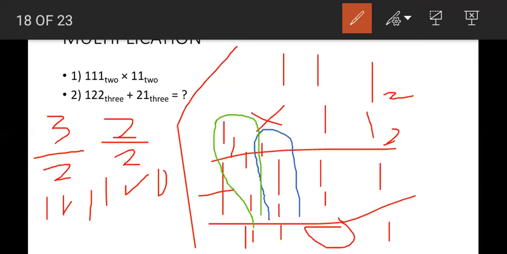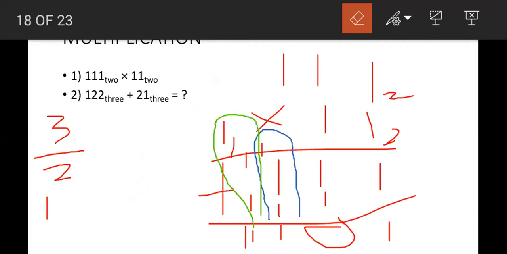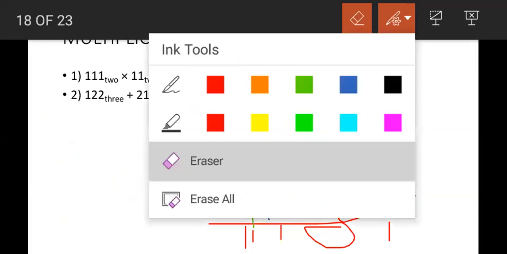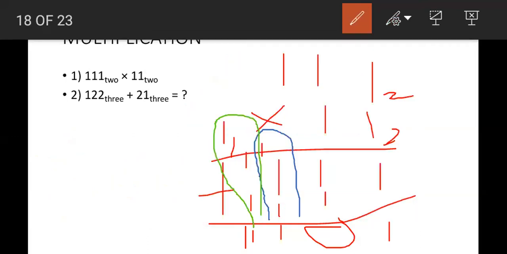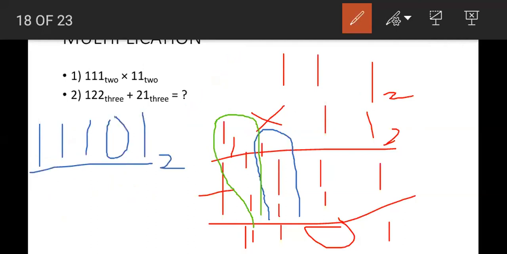So our final answer will now be 11101 base 2. So that is the final answer. So we are through with that now.